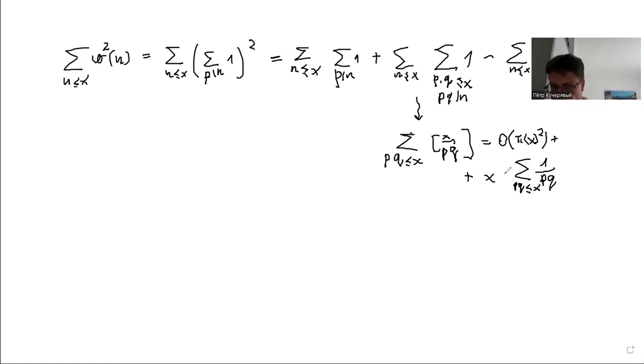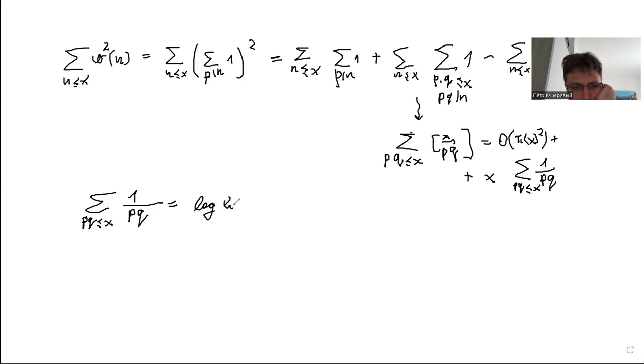Okay. Now we want to find such a sum. I want to say that the sum over pq less or equal than x of 1 over pq is double logarithm of x squared plus big O of double logarithm x.